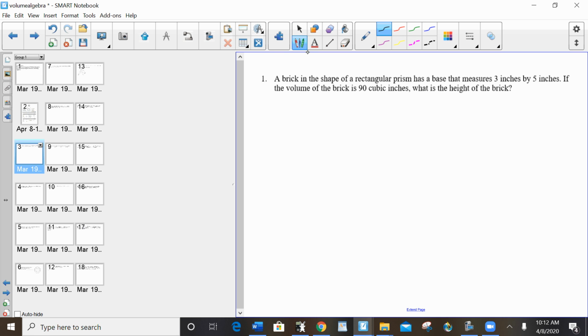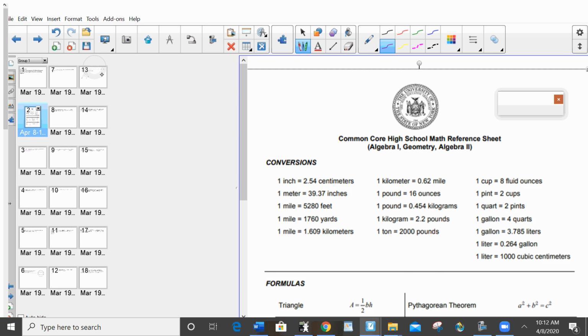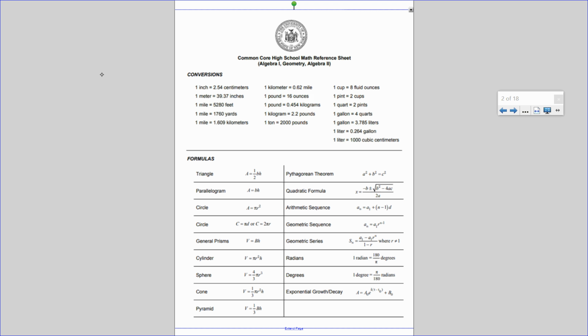A brick is in the shape of a rectangular prism that has a base that measures 3 inches by 5 inches. The volume of the brick is 90. So we're talking about the volume of a rectangular prism. I go to my reference sheet. I'm going to update my reference sheet. Remember, we said that we're going to cross out the pyramid.